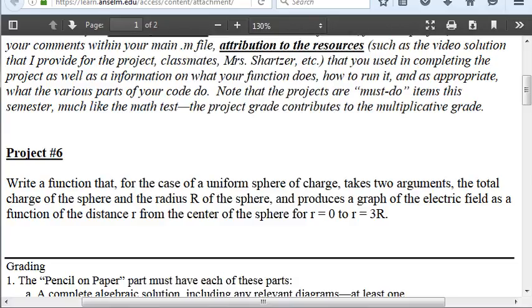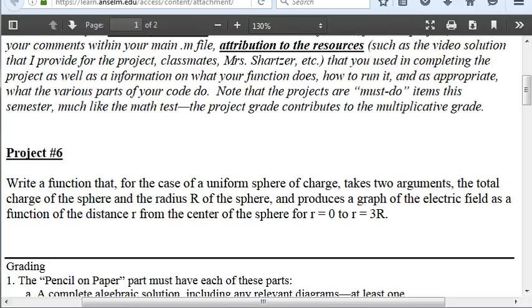This is project 6 video number 1, the pencil and paper part. You're supposed to write a function that, for a uniform sphere of charge, takes two arguments, total charge, I'll call it capital Q, and the radius capital R, and produces a graph of the electric field as a function of the distance little r from the center of the sphere, for r equal to 0 to r equal to 3R.